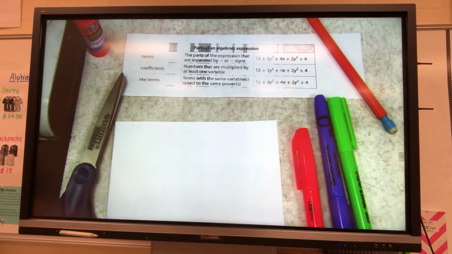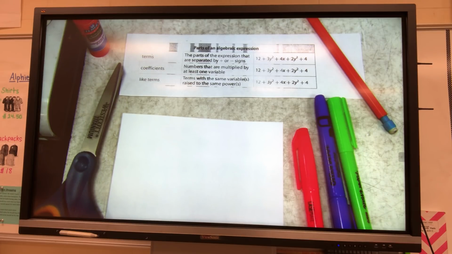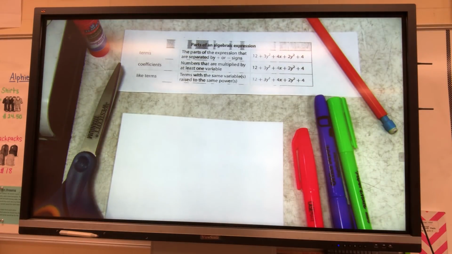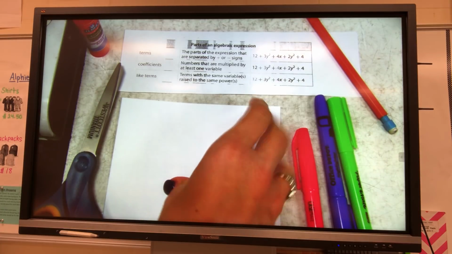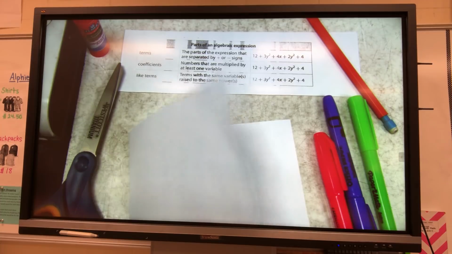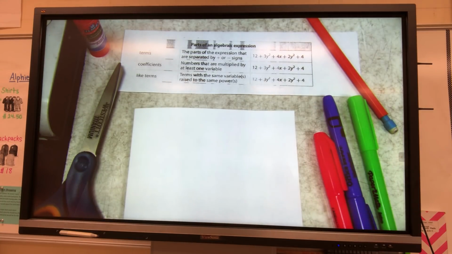Okay, ladies and gentlemen, before we get started today, we have a couple of things that you need to have. You should have a glue stick, scissors at some point during the lesson, so if you need to borrow them, you can do that from your neighbor. You need your pencil. You need the parts of an algebraic expression sheet. You also need this little flip book, and you should have been given highlighters at your table. You're going to need 3 of them of different colors.